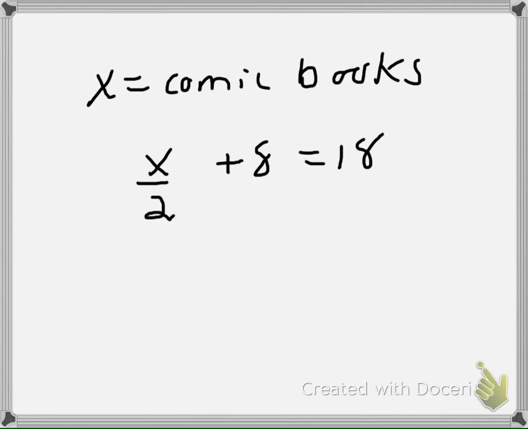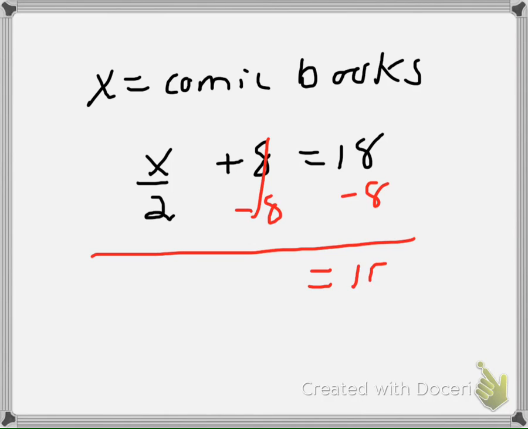Okay, so here we have to first get rid of this 8 on both sides, because we always get rid of addition and subtraction first. Okay, well these cancel. Cancel that out. And 18 take away 8 is going to be 10. And so I still have x over 2.